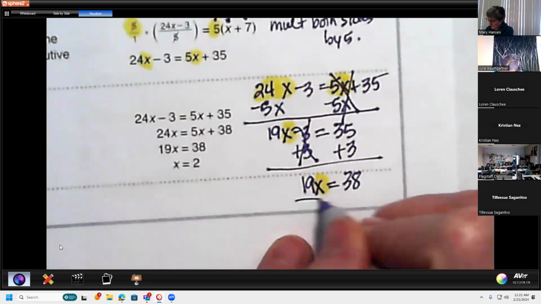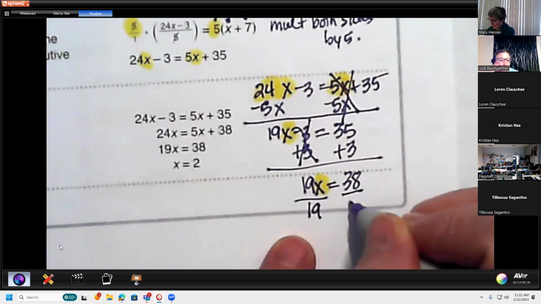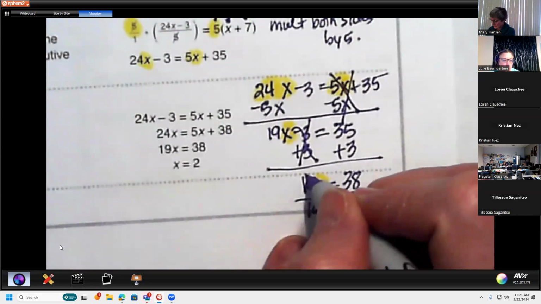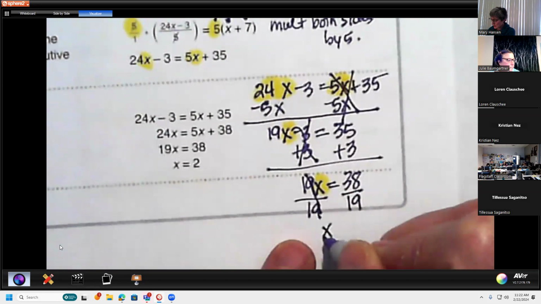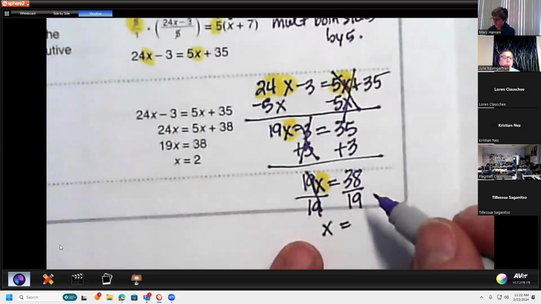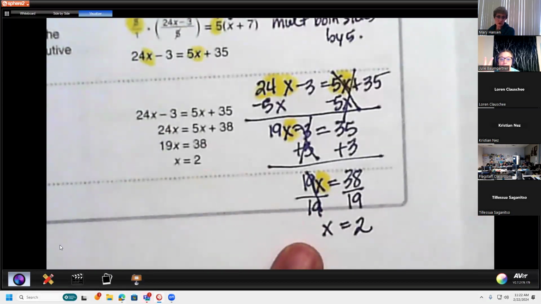Okay, and we divide by 19 because the opposite of multiplying by 19 is dividing by 19. 19 divided by 19 is 1, or 1x. And 38 divided by 19 is 2.